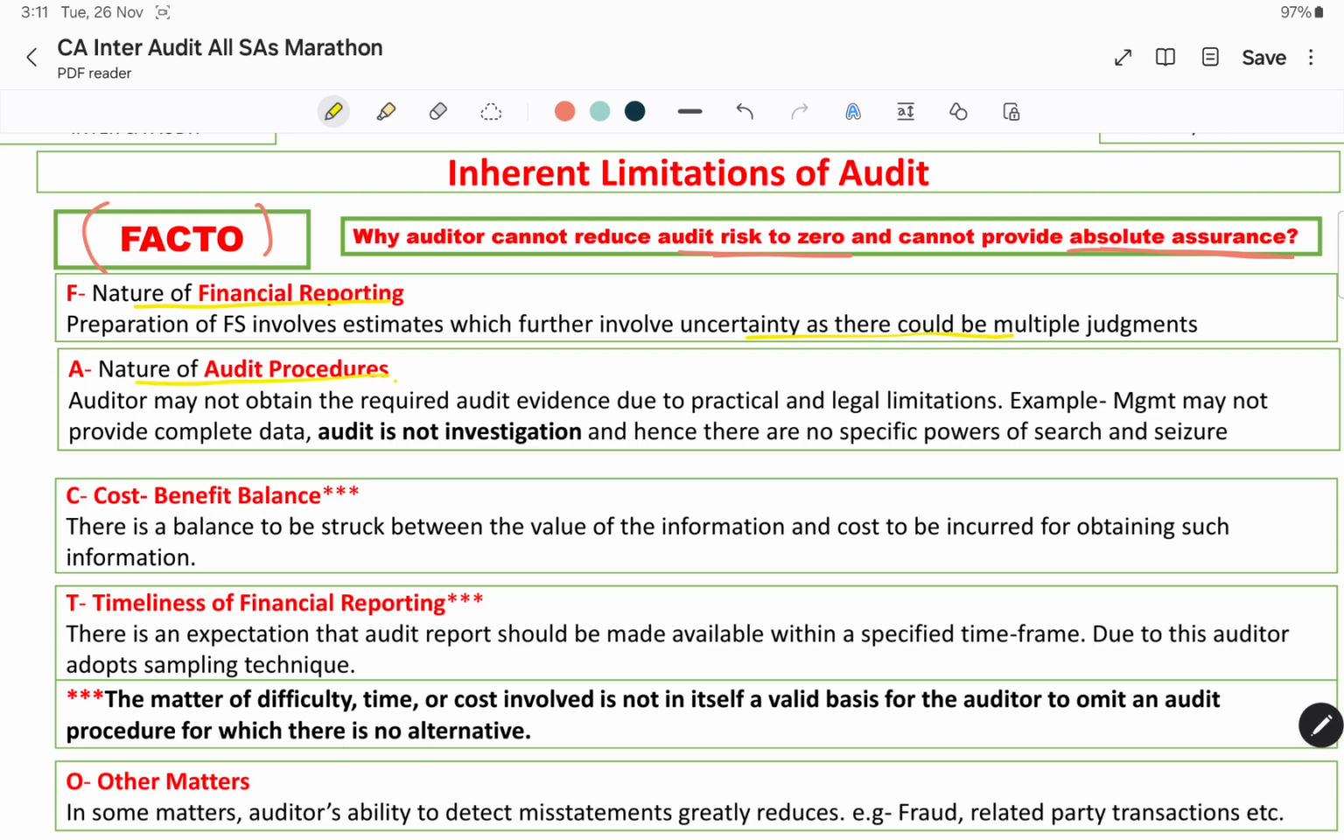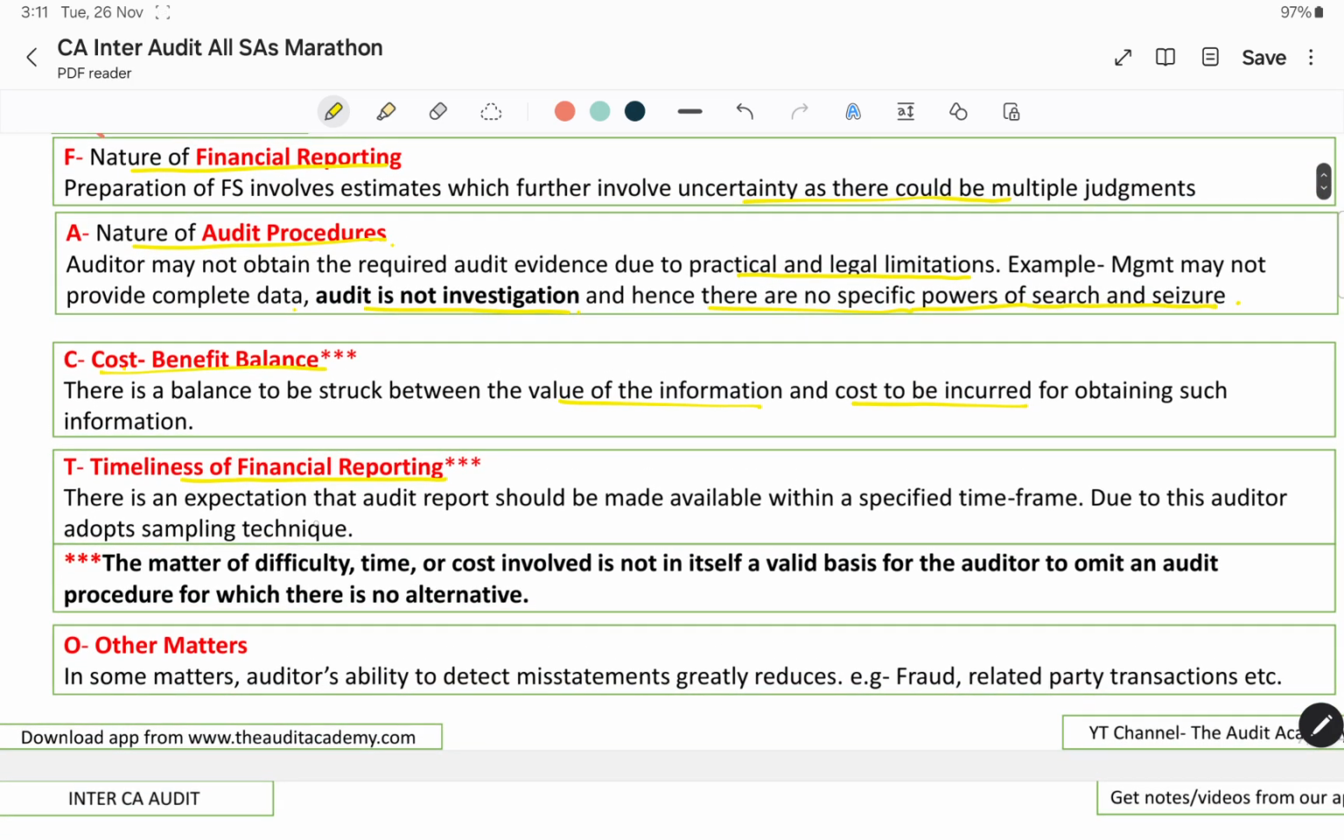Nature of audit procedure. Auditor may not obtain the required audit evidence due to practical and legal limitation. Example, management may not provide a complete data. Audit is not an investigation and hence there are no specific power of search and seizure. Cost benefit balance. There is a balance to be struck between the value of the information and the cost to be incurred for obtaining such information. Timeliness of the financial reporting. There is an expectation that the audit report should be made available within a specified time frame.